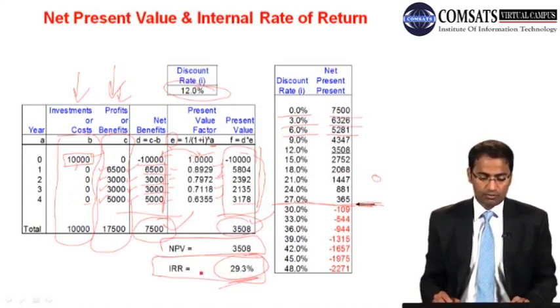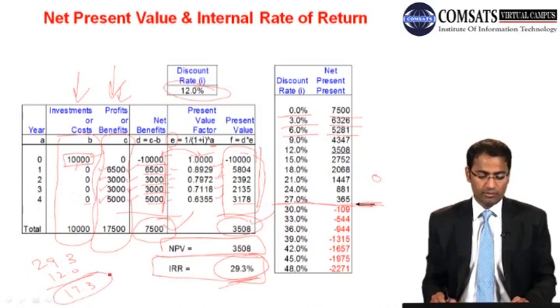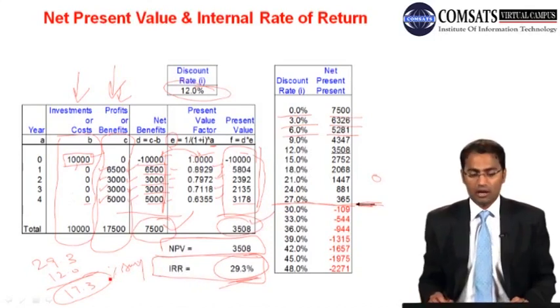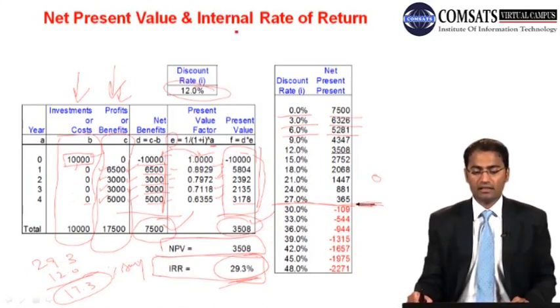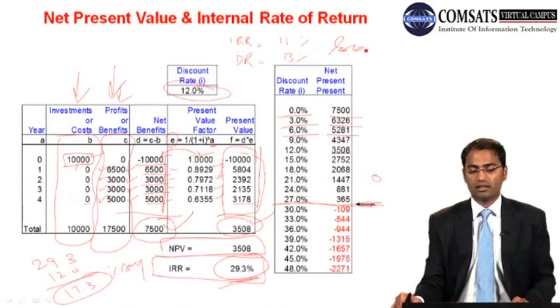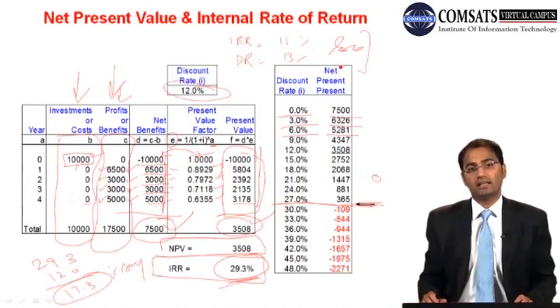So if you subtract that IRR and a discount rate from this, you are having 17.3% surplus. Hence, this project may be chosen. But if your IRR is like 11% and your discount rate is 13%, now that is a loss. Do not select this project which has a lesser IRR.